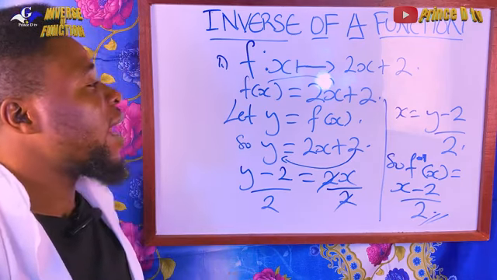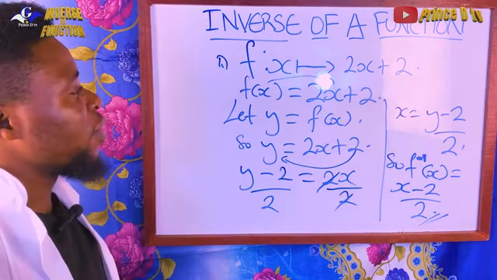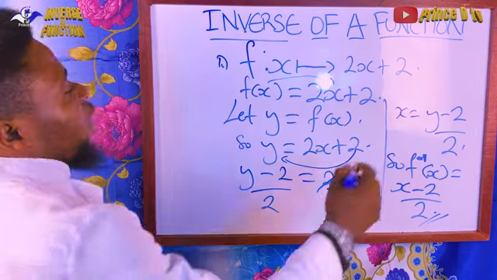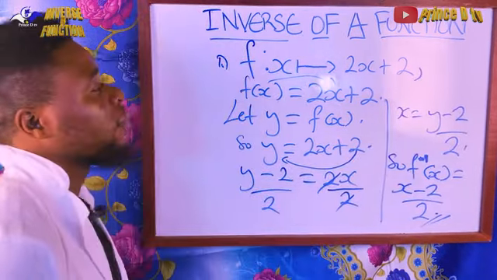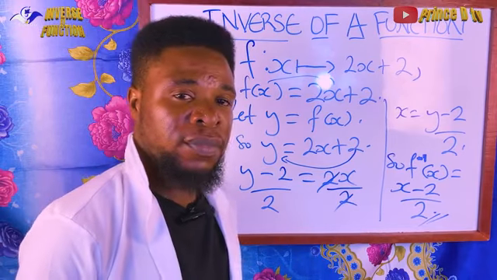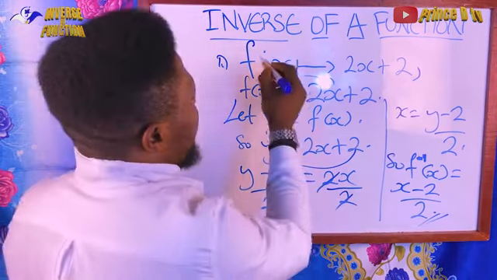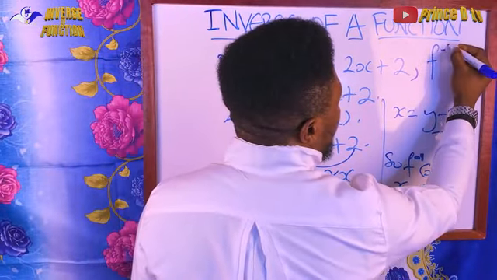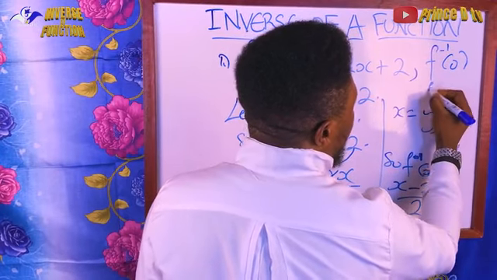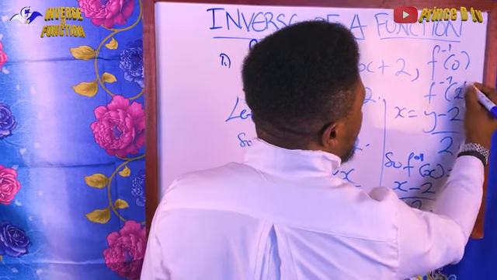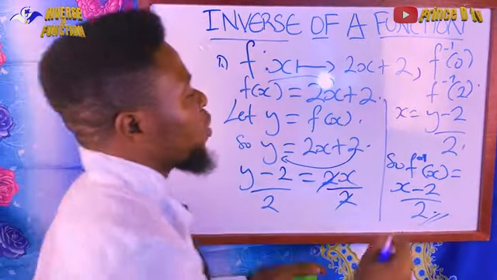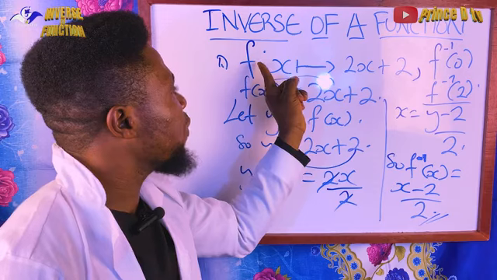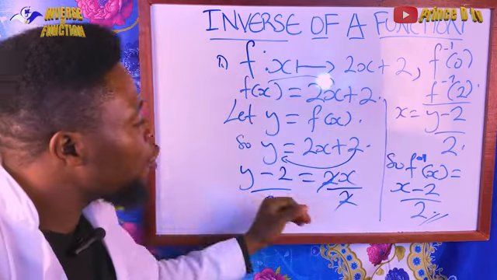As simple as that. All right, so that is the inverse. Now you can be given a question, look for f inverse of 0, f inverse of 2. What do you notice? We have been given just the function. We were not given the inverse. Now we have looked for the inverse.